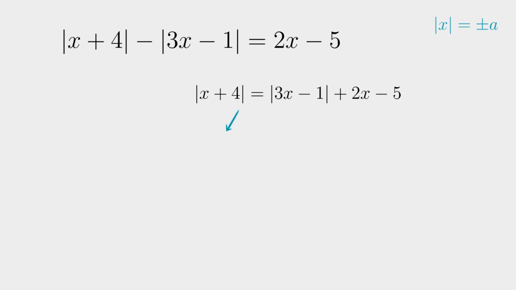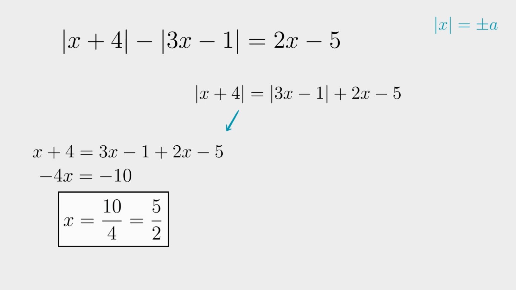The first case being x plus 4 is equal to 3x minus 1 plus 2x minus 5. Subtract 3x and 2x from both sides to isolate the x, and subtract 4 from both sides as well. After that, you should have negative 4x is equal to negative 10. Divide both sides by negative 4, and then you will have your first answer. 10 over 4 can be simplified to 5 over 2.